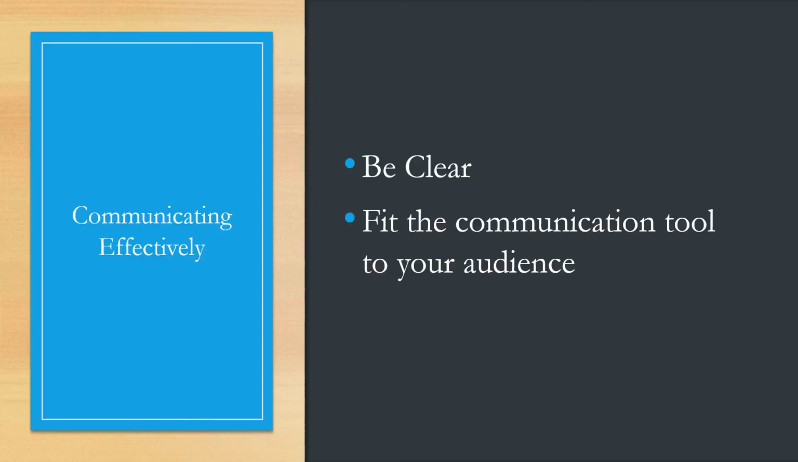So we understand the different types of communication and how to communicate ethically, but how do we communicate effectively? Some things to take into consideration when communicating effectively is, most importantly, be clear. Be decisive. Make sure that you are getting your point across. And a good way to do that is to fit the communication tool to your audience. Make sure you're using the right form of communication that best fits your audience. Sometimes you want to have conversations face to face, whereas other times maybe you should send an email. It all just depends on the situation.